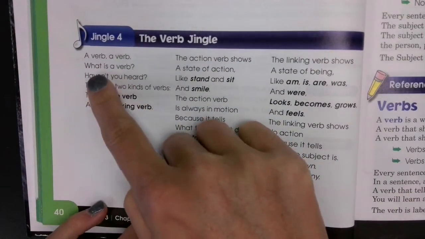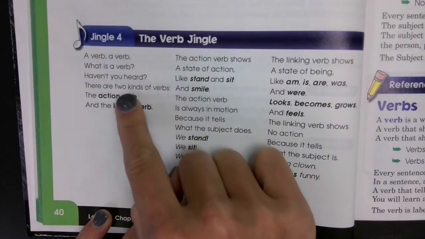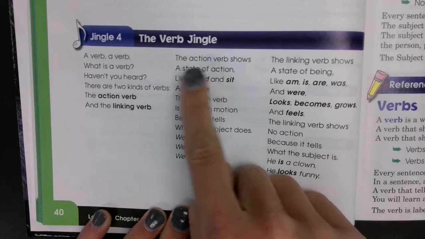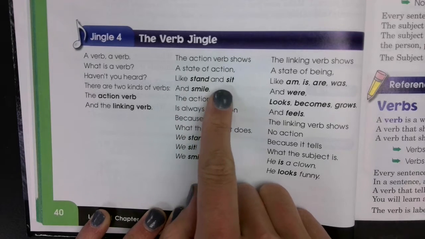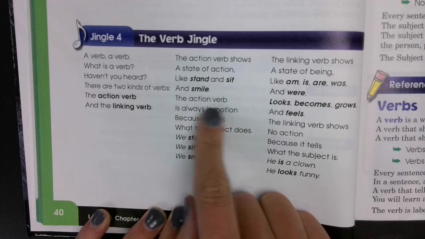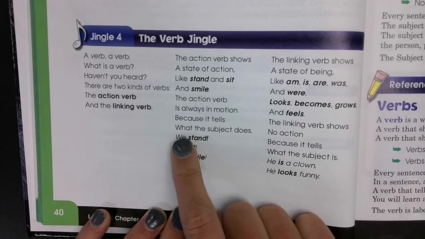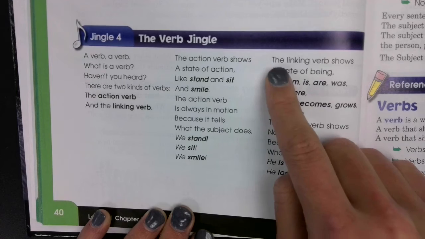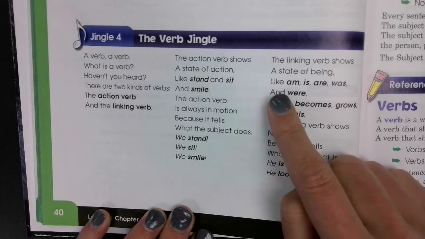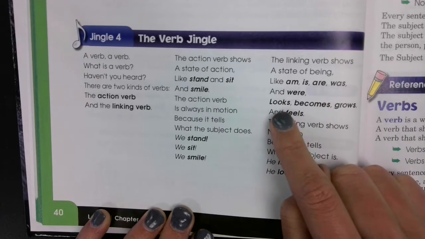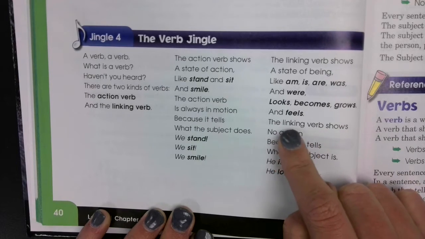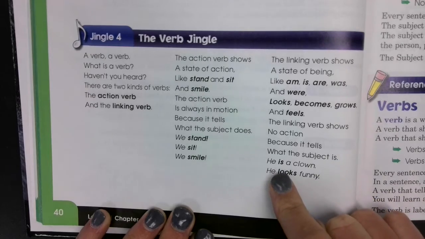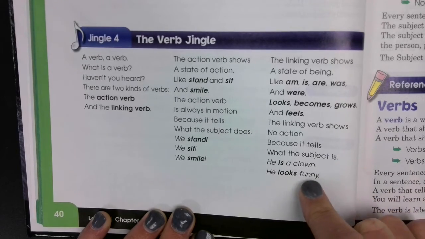A verb. What is a verb? Haven't you heard? There are 2 kinds of verb, the action verb and the linking verb. The action verb shows a state of action, like stand and sit and smile. The action verb is always in motion because it tells what the subject does. We stand, we sit, we smile. The linking verb shows a state of being, like am, is, are, was, and were. Looks, becomes, grows, and feels. The linking verb shows no action because it tells what the subject is. He is a clown. He looks funny.